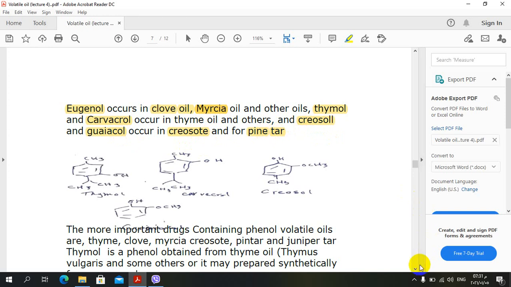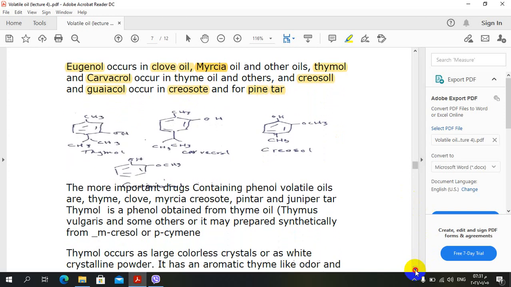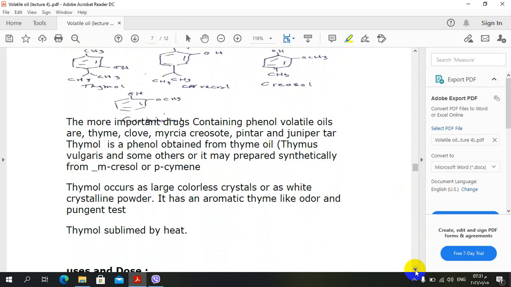The more important drugs containing phenol volatile oil are thyme, clove, myrica, creosote, pine tar and juniper tar.